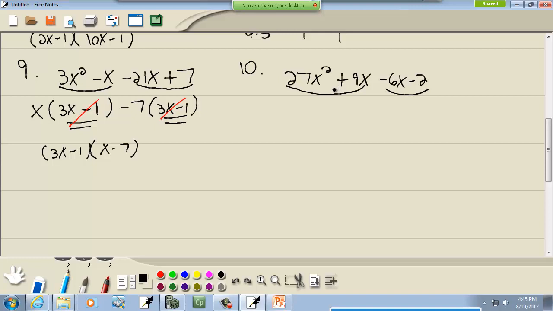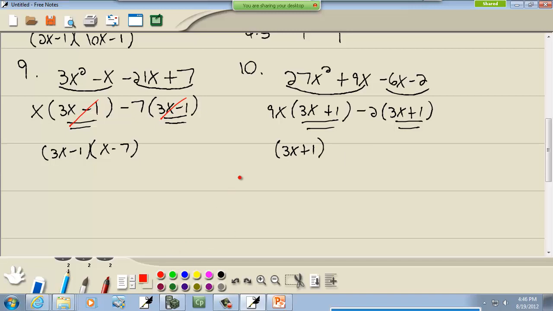Now the first two have a 9 and an x in common, and that gives us 3x plus 1. The second group has a 2 in common, and the first term's negative, so I factor out negative 2, and that gives us a 3x plus 1. Again, the goal was to get these parentheses the same, which they are. So I'll factor out a 3x plus 1.